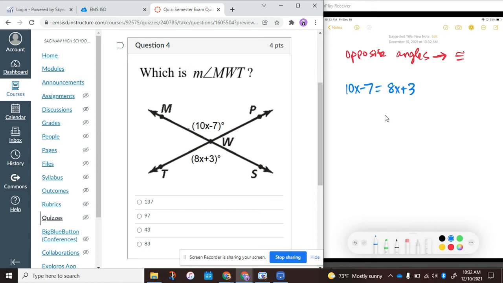We have x's on both sides of the equal sign right here. So what we need to do is get all of our x's onto one side and put all of our constant numbers on the other side. So what I'm going to do first is get rid of this minus 7. I'm going to add 7 on both sides. That side goes away. We just have 10x left by itself. And then we have 8x plus 3 and plus 7 would be plus 10. Now we want to put all of our x's on the other side, so I'm going to move over this 8x.